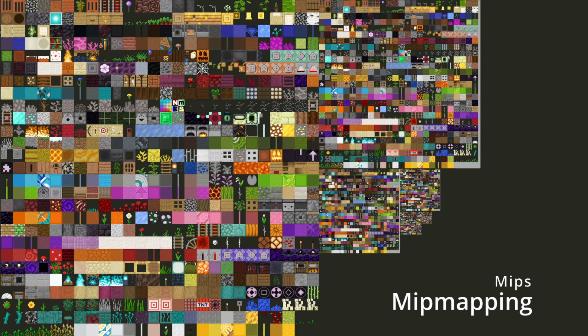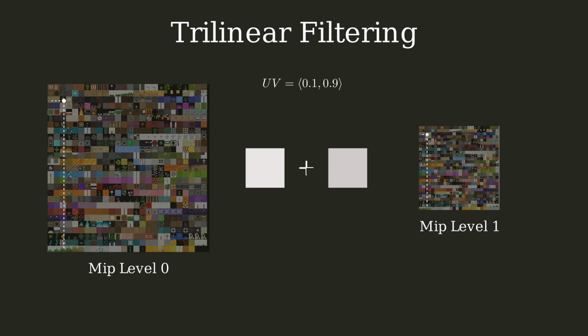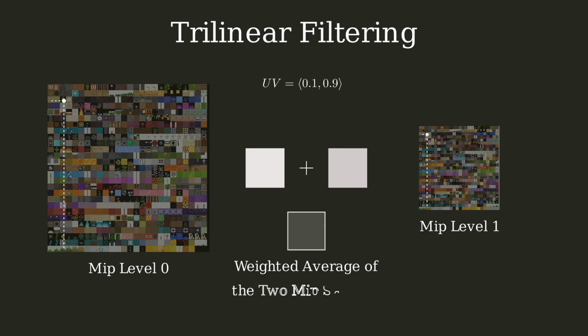We can go one step further, and we can apply the same GL_LINEAR filter to how we choose our MIP level. This results in a weighted average between the bigger MIP level and the smaller MIP level, and this technique is commonly referred to as trilinear filtering.